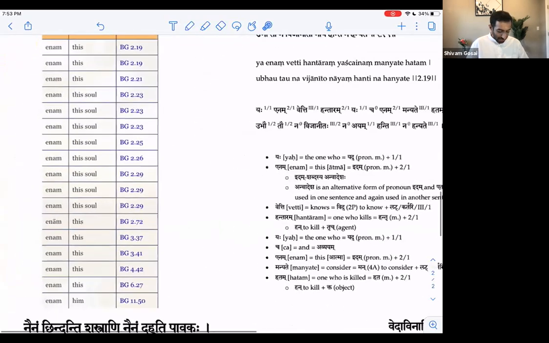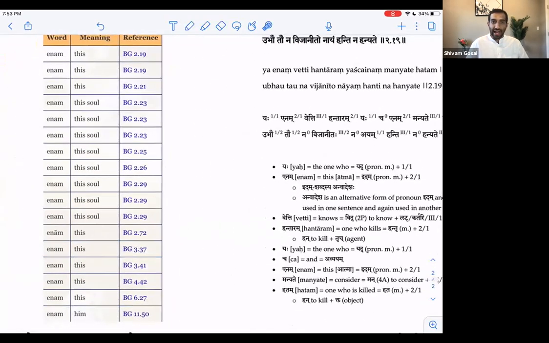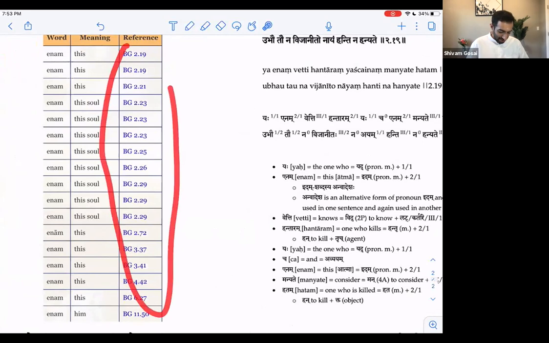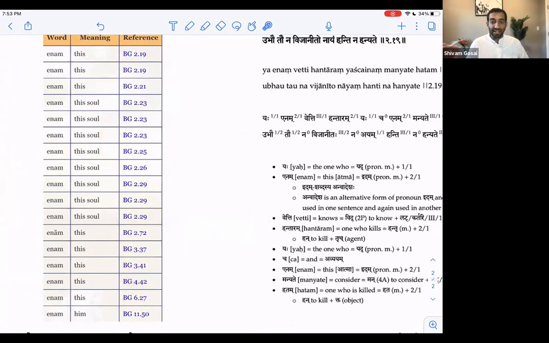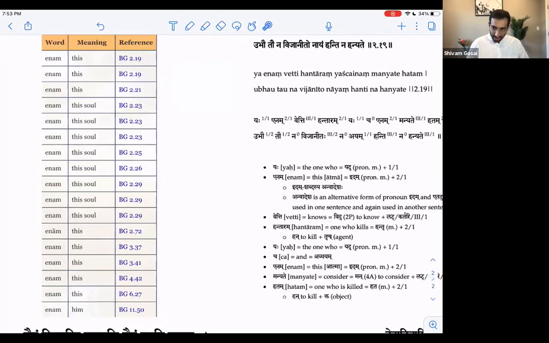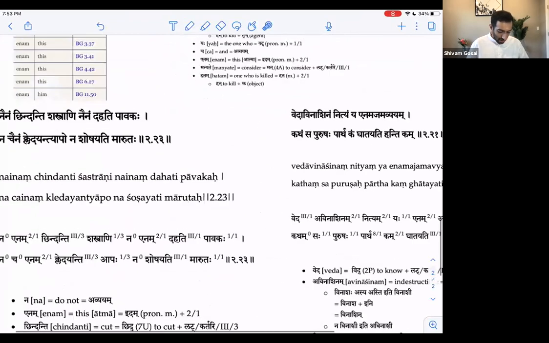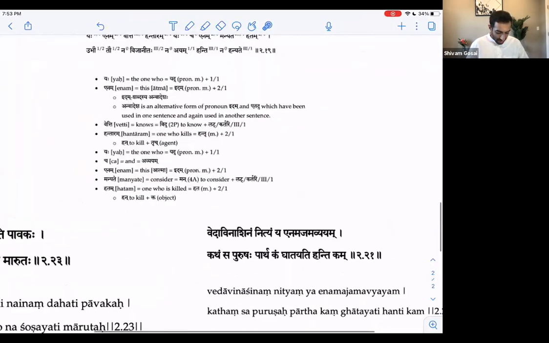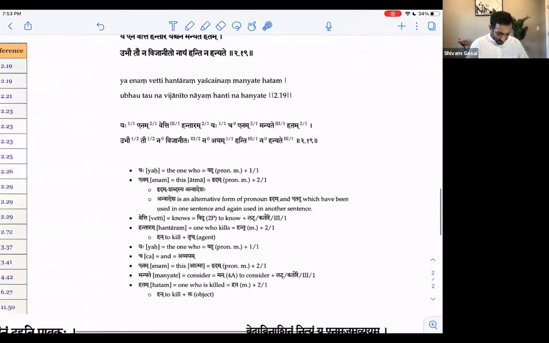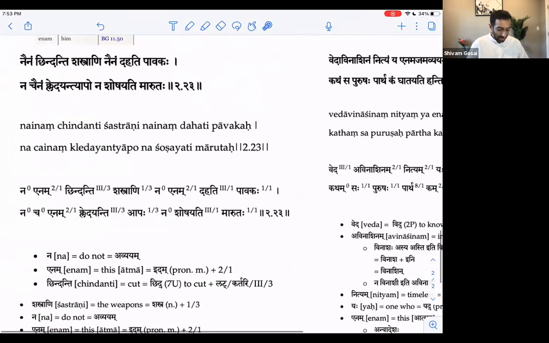Here are so many places in the Bhagavad Gita where we get this enam. They say this soul, they're referring to Atma, but there are all these places in the Bhagavad Gita. There are more places than this. I didn't get the full printout of this, but here are some places. So for example, now we saw verse 19, now you have verse 23.